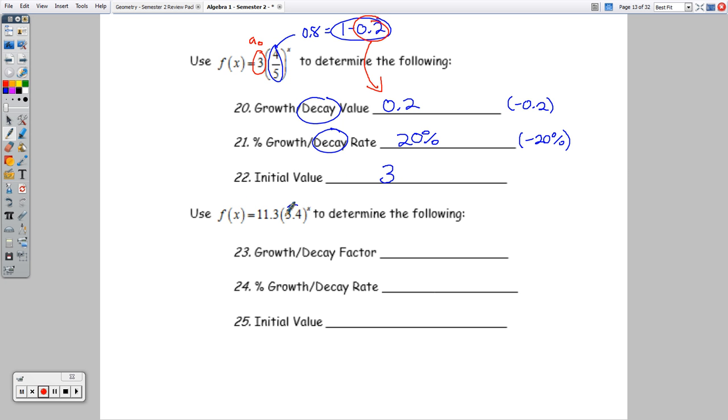Same thing works up here. Look at that. That is how far away from 1. That's 2.4 in the positive direction away from 1. So that's going to be your growth factor right there. This would be 2.4, and that is growth, and that as a percent would be 240%. The initial value, the value in front there, is 11.3.